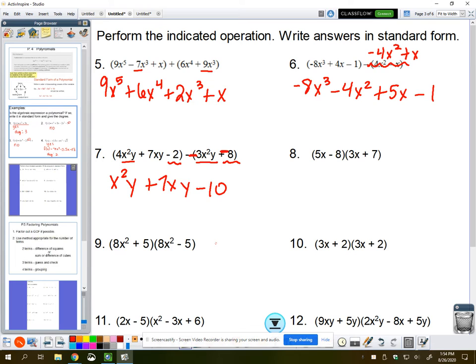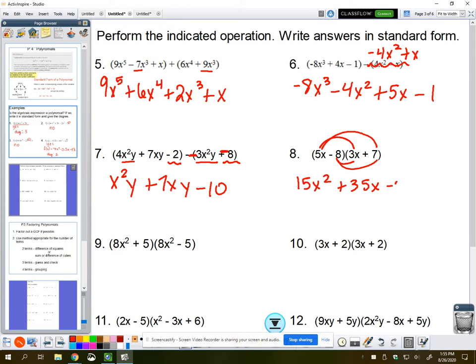All right, number 8. You have multiplication. The biggest mistake that people make is they want to multiply when it's adding. So make sure that you pay attention. If there's nothing between the parentheses, that's multiply. If there's a sign between the parentheses, then do what it says. All right, so to multiply polynomials, you distribute everything in the front to everything in the back. So 5x times 3x is 15x squared. 5x times 7 is 35x.